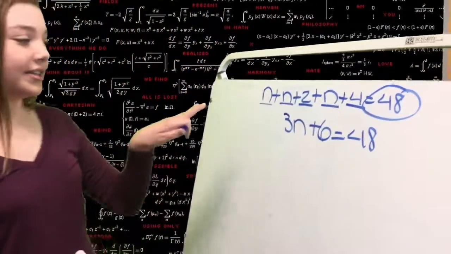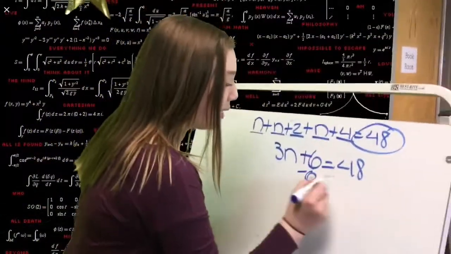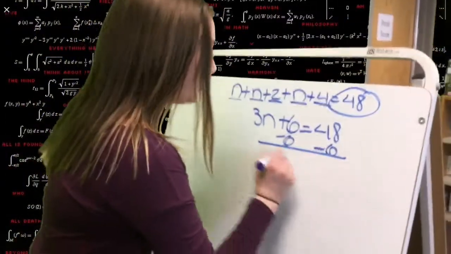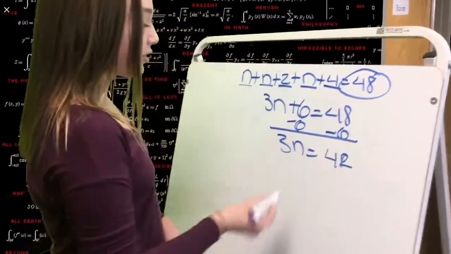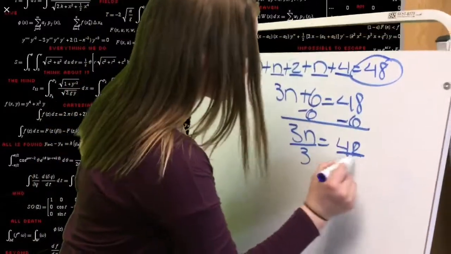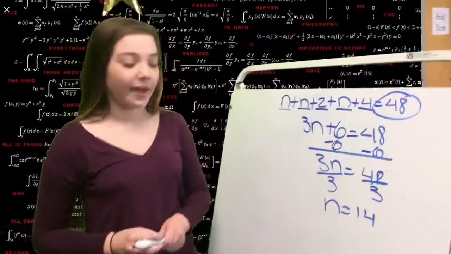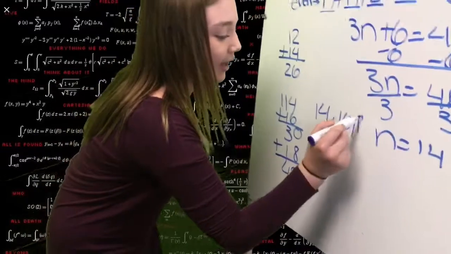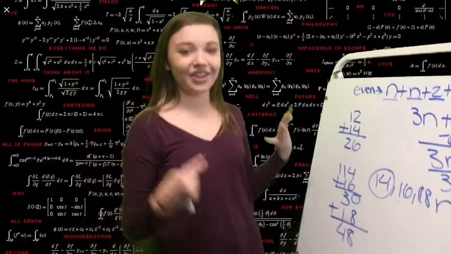Then you want to get the n by itself on one side. To do that, you subtract 6 from both sides. Now I know that 3n equals 42. To solve for n, you divide by 3 on both sides, so now n equals 14. So I already know that 14 is one of the 3 consecutive numbers: 14, 16, and 18. And 14 is the smallest.